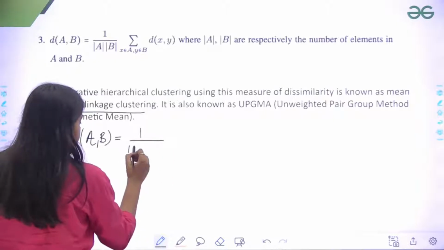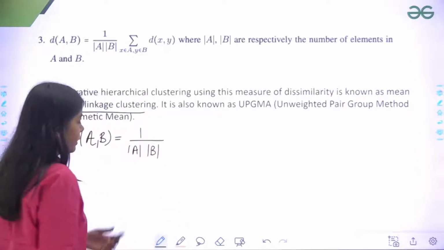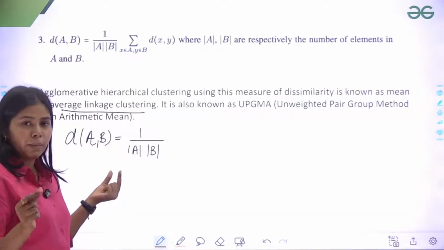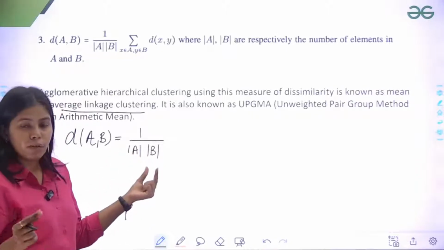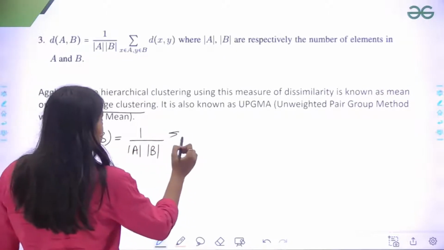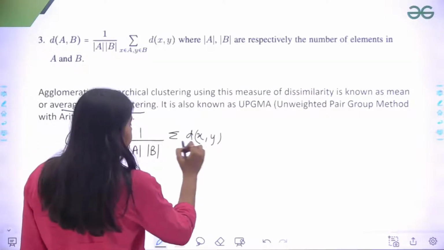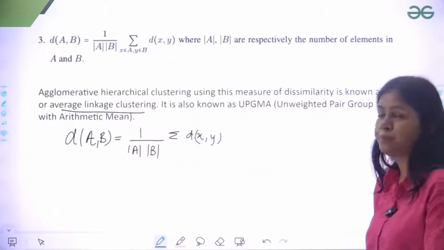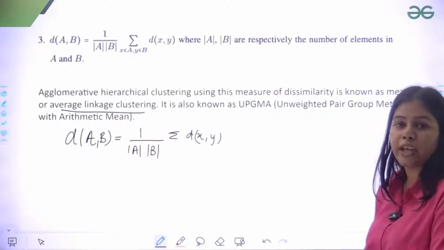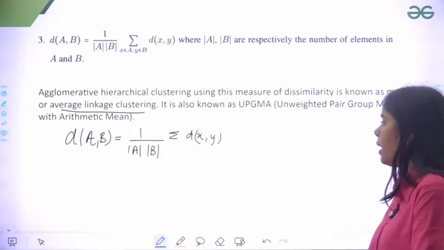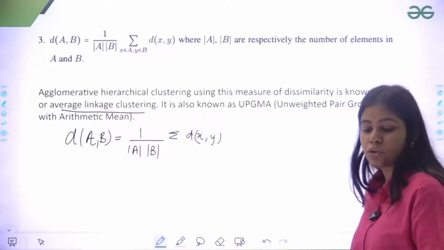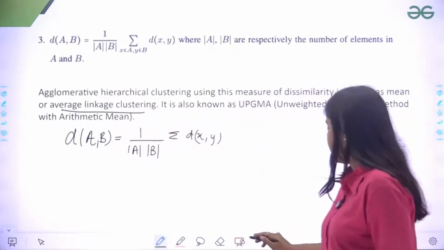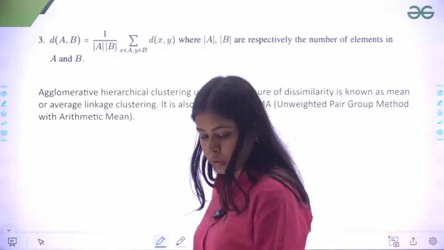is equal to 1 upon cardinality of A times cardinality of B. That means the number of data points in one cluster A and the number of data points in another cluster B, and the summation of all the distances between A and B. Do you guys get it? Let's solve one question, then it will become clearer how we apply average linkage clustering. We have discussed three types of clustering: complete, single, but we are left with average linkage clustering. So let's see how we are going to do that.